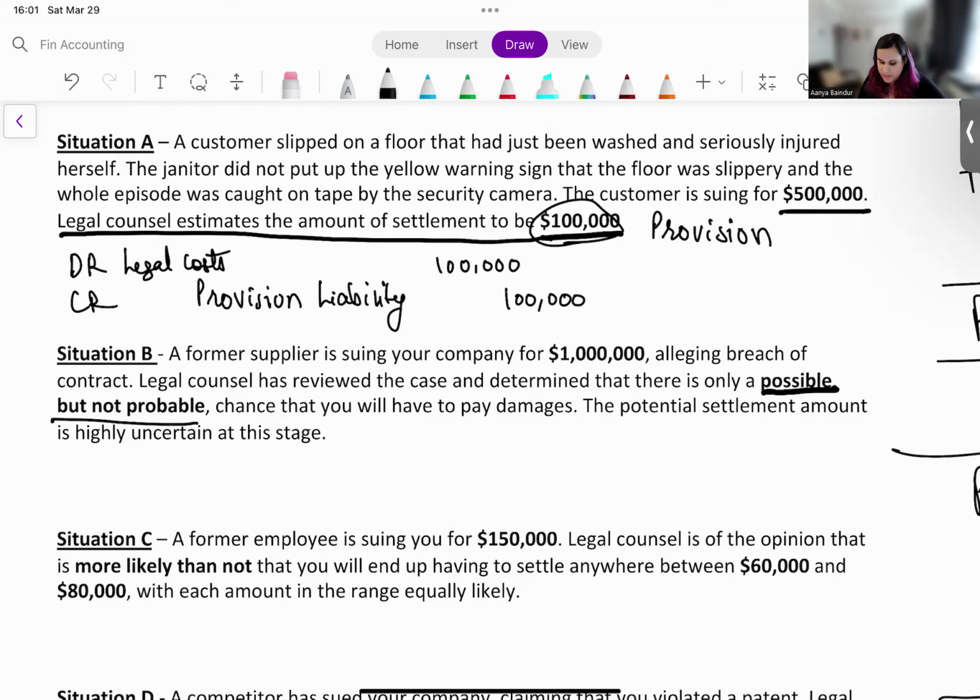So what this means is, for the first question, is there a probable outflow? Not necessarily. There may be a probable outflow, but is it measurable? No, we have no idea how much that amount can be. Again, what matters is how much the legal counsel tells us. So obviously this means this is a contingency, and we just need to include a note under financial statements.